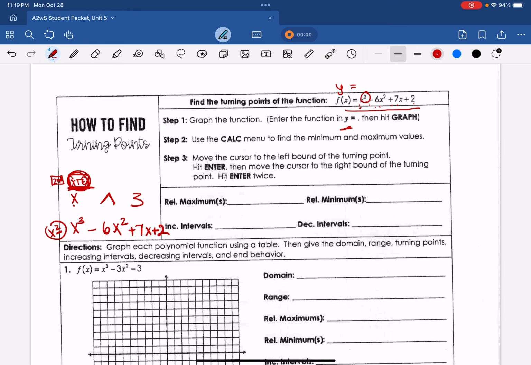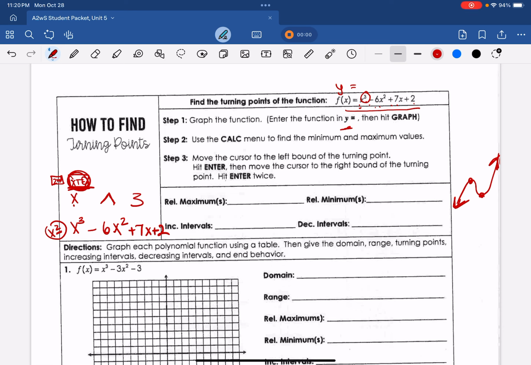Okay. All right, so the graph of this polynomial is going to look something like this. Okay, something like this. So we see that the left end is pointing down, the right end is pointing up, and we're going to have some relative maximums and relative minimums. So we're going to figure out what those values are.